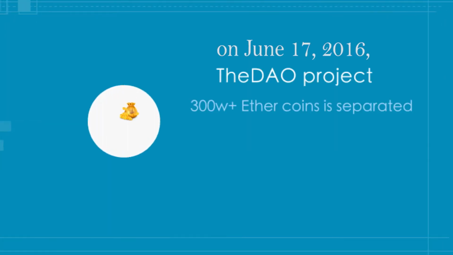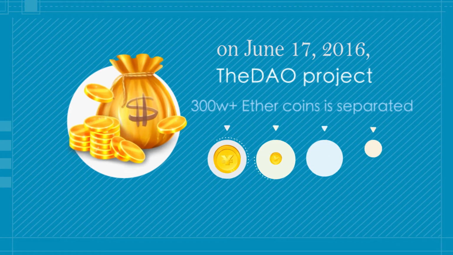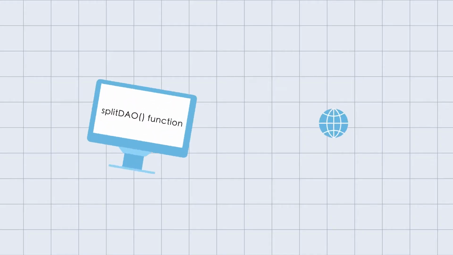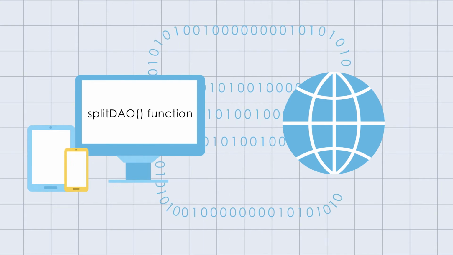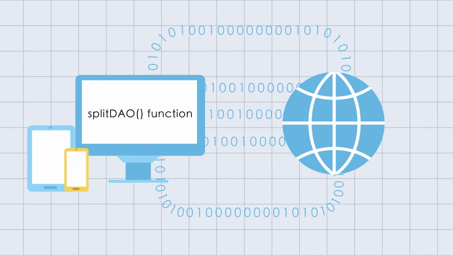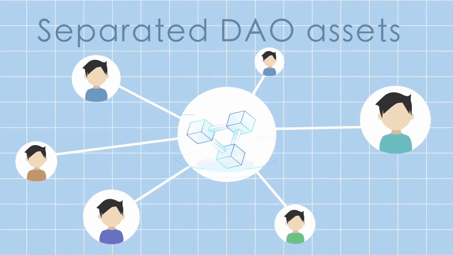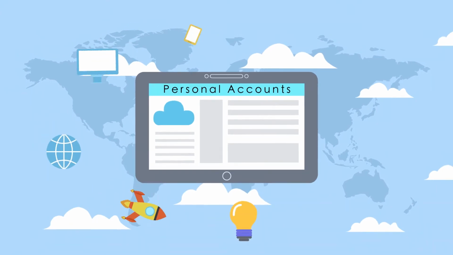On June 17, 2016, the DAO project was hit by a reentrant attack, with more than 3 million Ether coins being separated from the DAO's asset pool. The attacker used the split DAO function in the DAO smart contract to carry out repeated reentry attacks on DAO assets, constantly separating DAO assets from the DAO's project asset pool and transferring them to their own accounts.